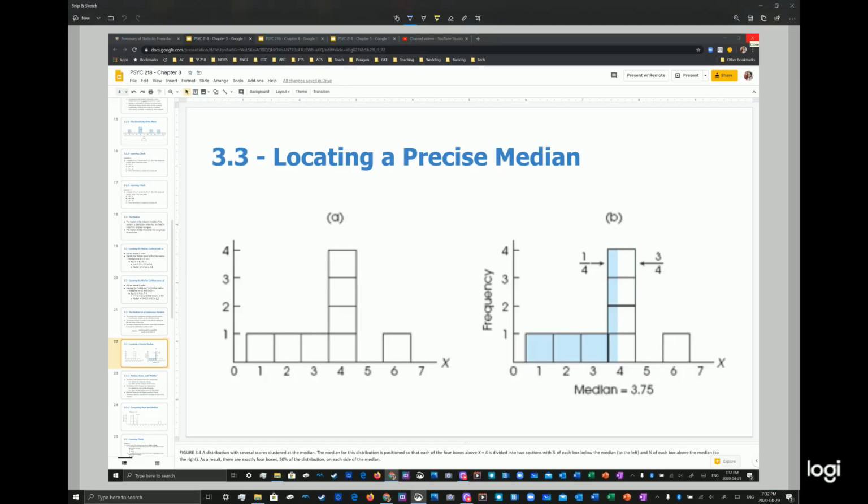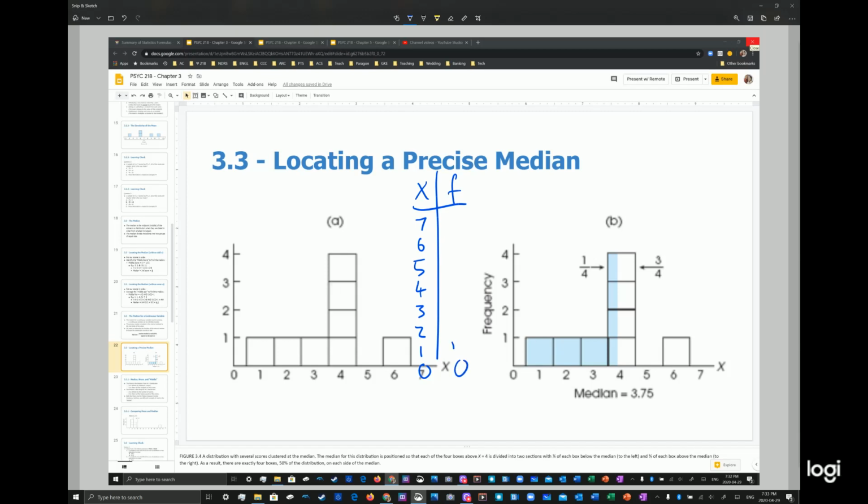So here we have the scores, and I'm going to write down the frequency distribution for this. So we have 7, 6, 5, 4, 3, 2, 1, and 0. There are no 0s. There's one 1, one 2, one 3, four 4s, no 5s, one 6, and no 7s. We can count this to double check: 1, 2, 3, 4, 5, 6, 7, 8 scores. Cool. So we know the total is 8.